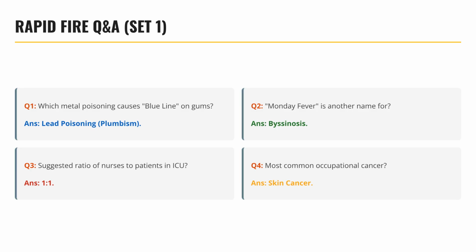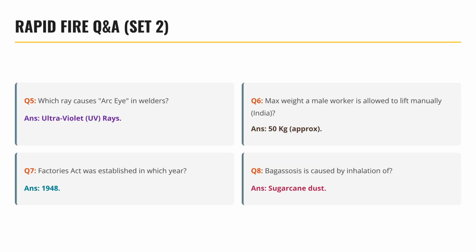In this rapid-fire Q&A, lead poisoning causes a blue line on the gums. Monday fever is byssinosis. The suggested nurse-to-patient ratio in ICU is 1:1, and the most common occupational cancer is skin cancer. Ultraviolet rays cause arc eye in welders. The maximum manual lifting weight for a male worker in India is approximately 50 kilograms. The Factories Act was established in 1948, and bagisosis is caused by inhaling sugarcane dust.